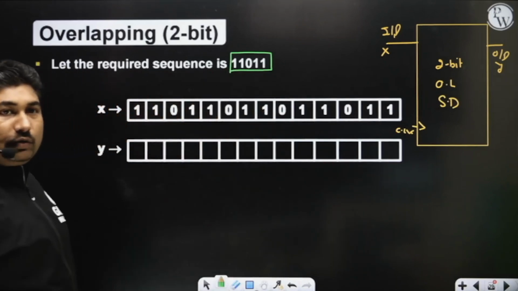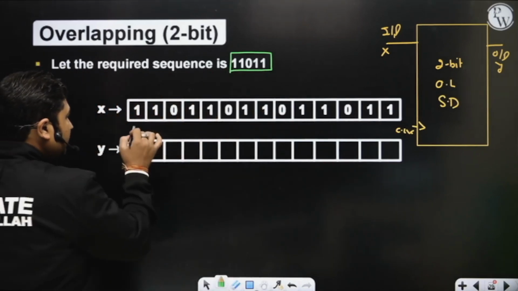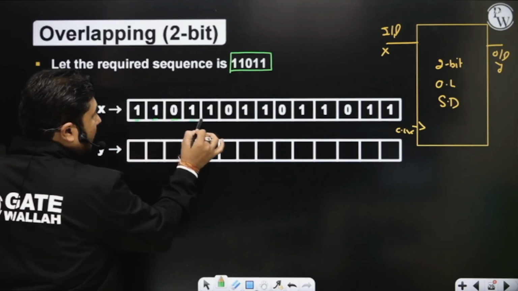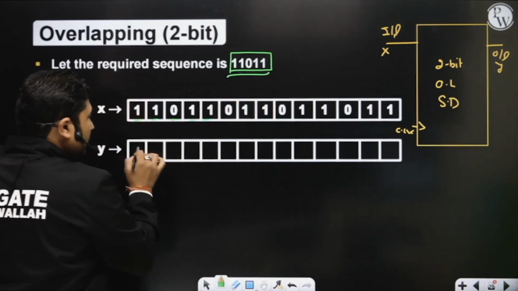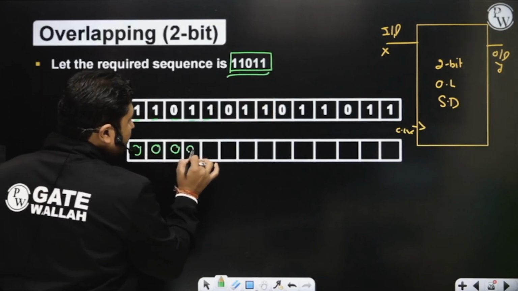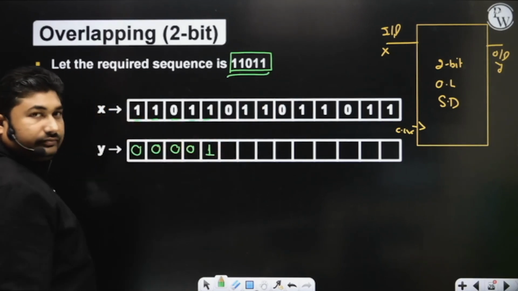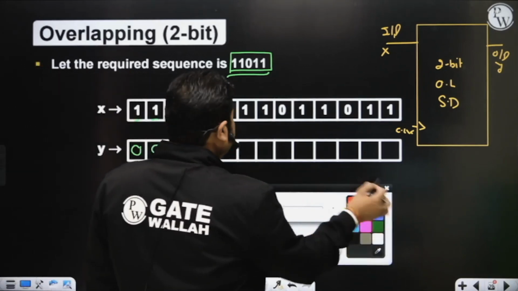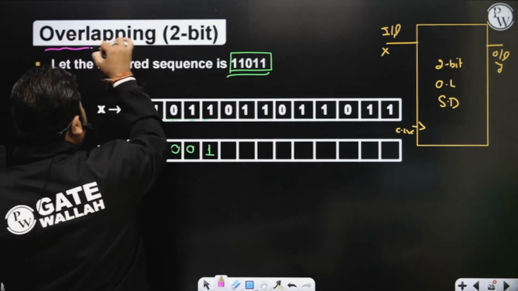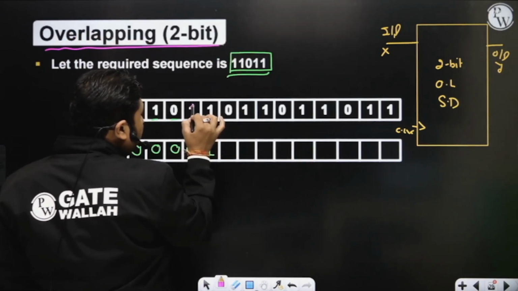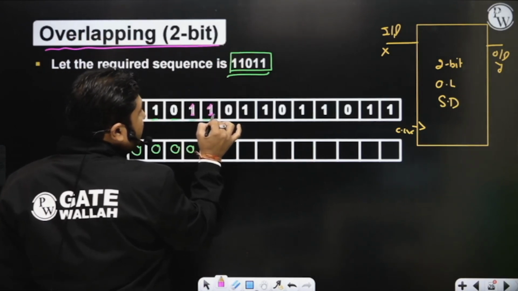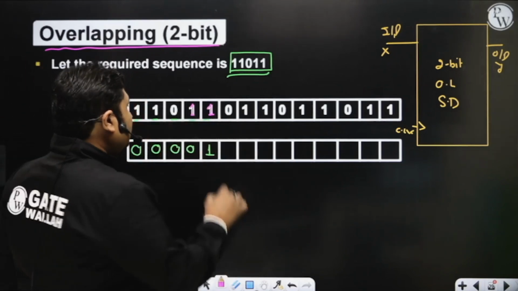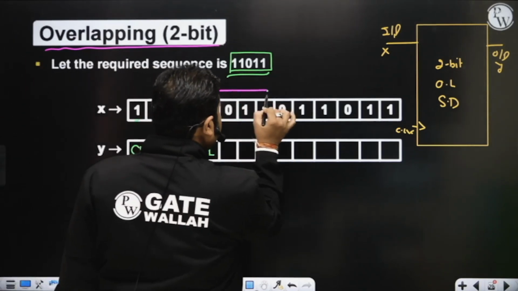For a 2-bit overlapping sequence detector, please observe: 11011 is the required sequence. As soon as the required sequence is detected, output will become logic 1. Now please observe, in the case of overlapping by 2 bits, the last 2 bits of the first sequence will become the first 2 bits of the next sequence. So now you have to observe from here.